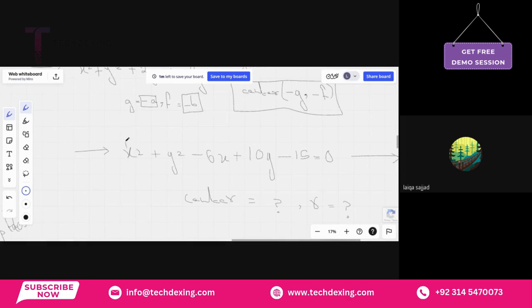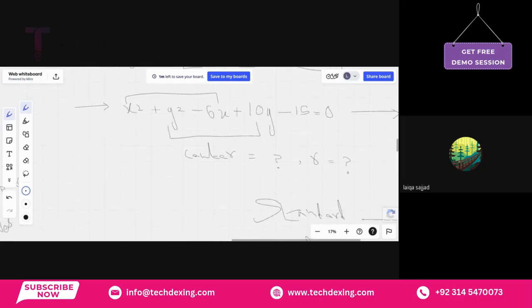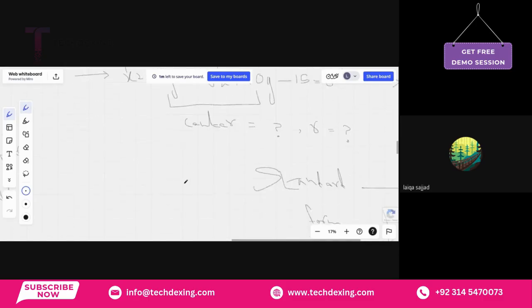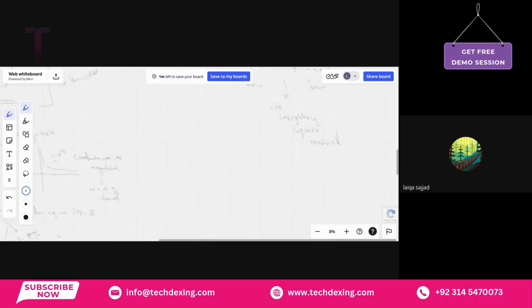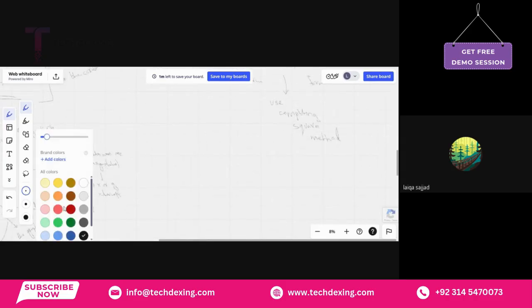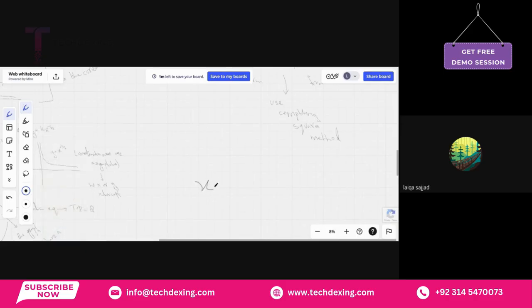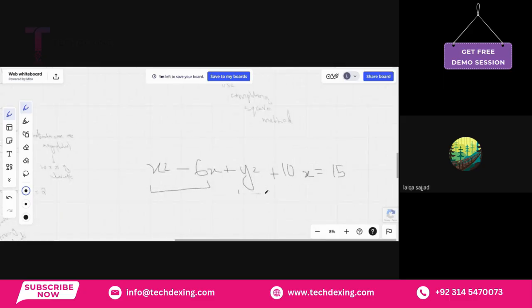From the question that is given, we have to complete the square. First we will write the x terms side by side and the y terms side by side, and move the constant to the other side. So the equation would become x square minus 6x, plus y square plus 10y, equals 15. Now we have to complete the square for the terms where the variable is x, and for the terms where the variable is y.